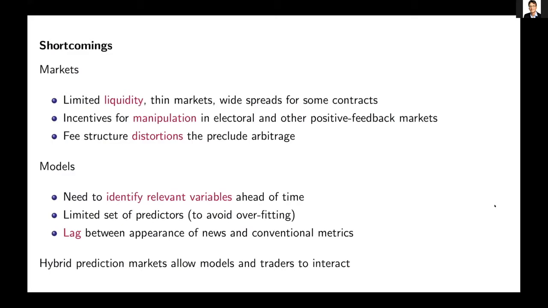Now, there are disadvantages with models also. With models, you need to identify relevant variables ahead of time, and you are limited to a small set of predictors to avoid overfitting when you're testing with historical data. And of course, there's a lag between the appearance of news and conventional metrics. For example, if a campaign rally is scheduled, or a governor changes policy, or mask use is made mandatory, these policies are going to show up in data only after a period of time. Markets can react to this much more quickly than the models can, because the models will be based on things like opinion polls, which may not reflect these changes for quite some time.